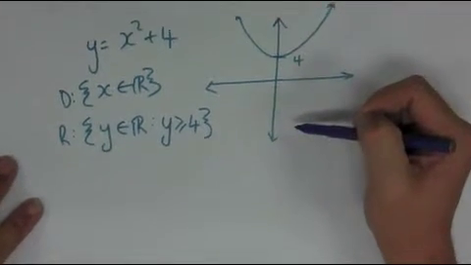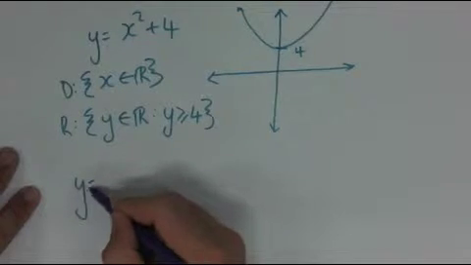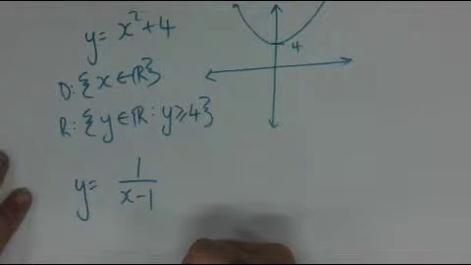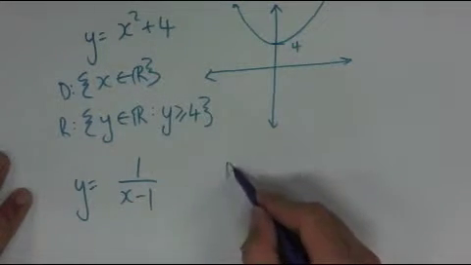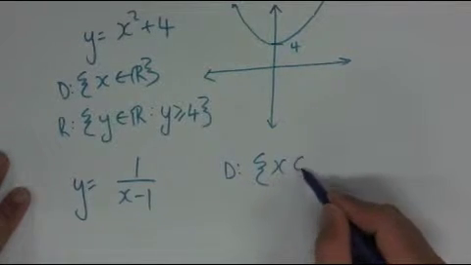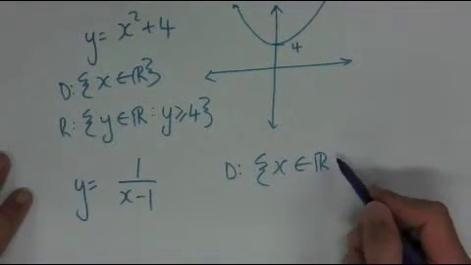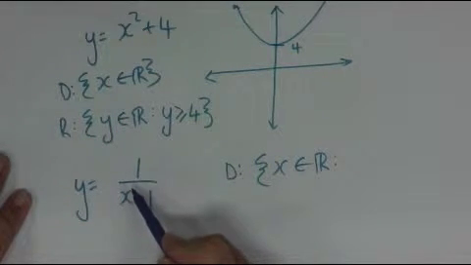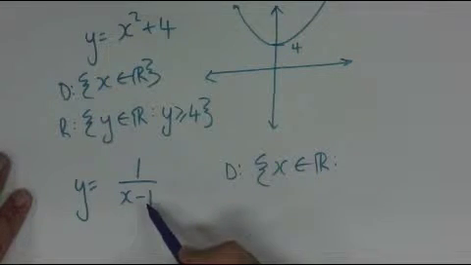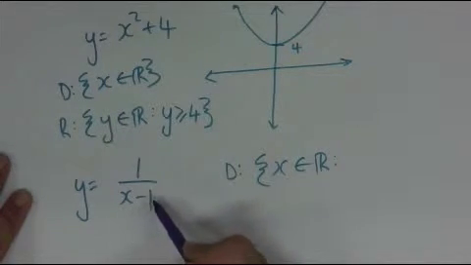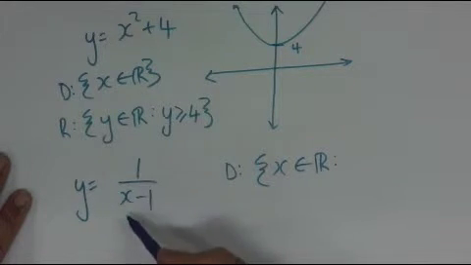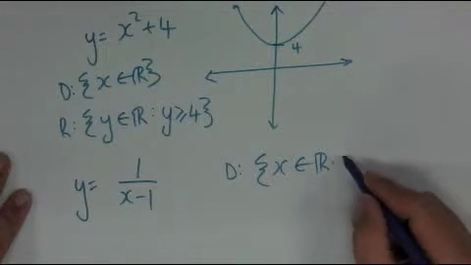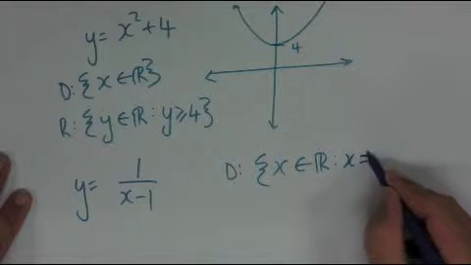that I have there. If I had y is equal to 1 over x take 1, that is a reciprocal function. And if I look at the domain now for that function, I'd say that x can be any real value, but there's a special value that it cannot be. If I was to put 1 into this, I'd have 1 divided by 1 take 1. Well, 1 take 1 is 0, and anything divided by 0 is undefined. It doesn't exist. So I can't actually have that. And so what I'd say in this case is that x is contained within all real values such that x cannot equal 1.